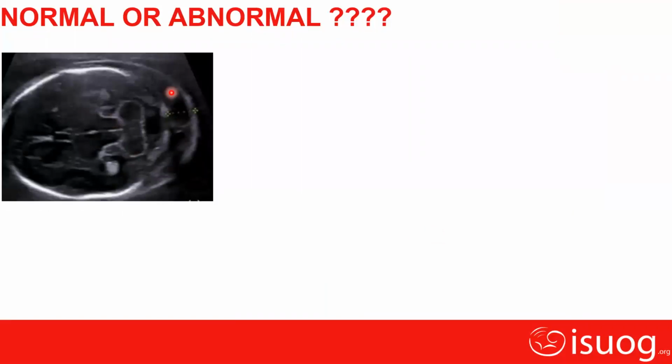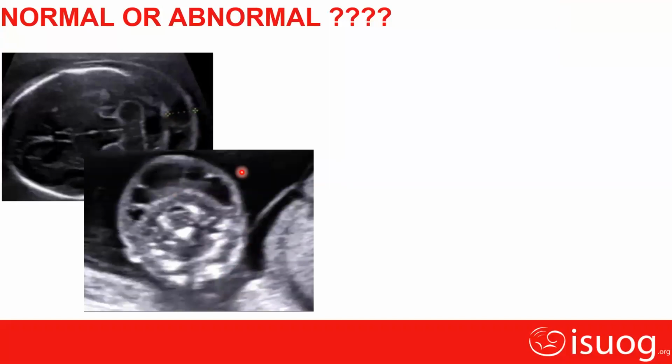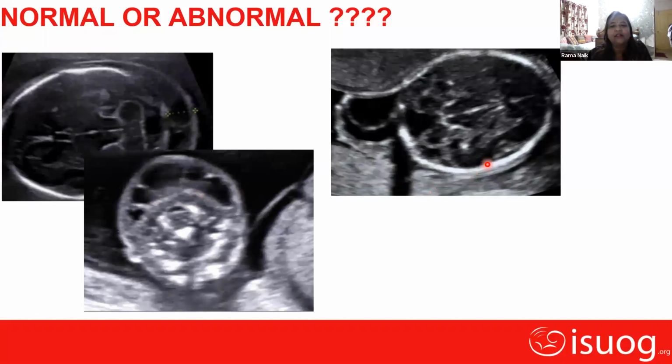So this is the next picture. Increased nuchal thickness. Yes. So this is the transcerebral plane, or plane 6, and we can see the nuchal edema here. Cystic hygroma. Yes, thickness is increased, and this is multiseptate. So this is cystic hygroma.